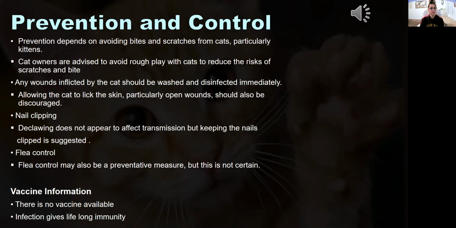Flea control, of course. Flea control may also be a preventative measure since the fleas are the known vectors. However, this is not even certain. Vaccine information. To date, there's currently no vaccine that is available for cat scratch disease. However, if one were to contract cat scratch disease, that would actually give them immunity for life.